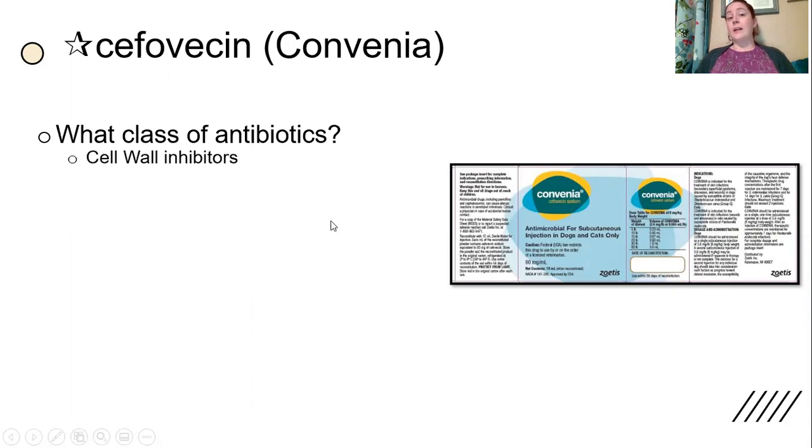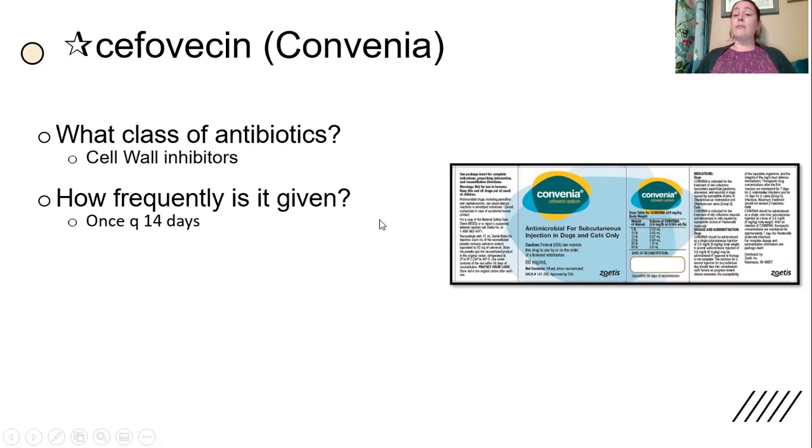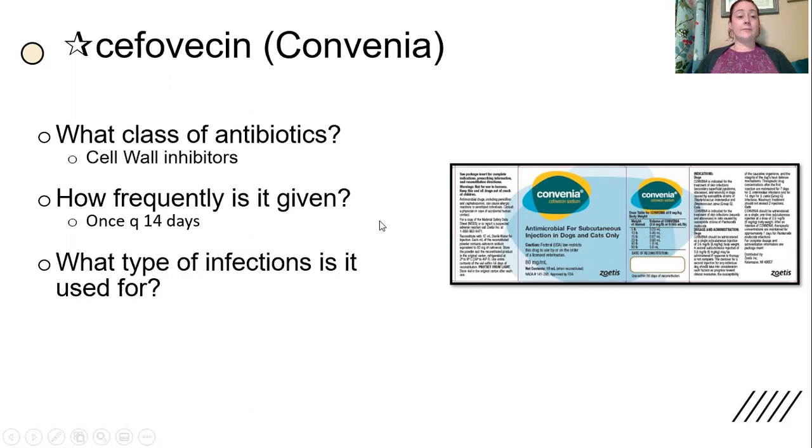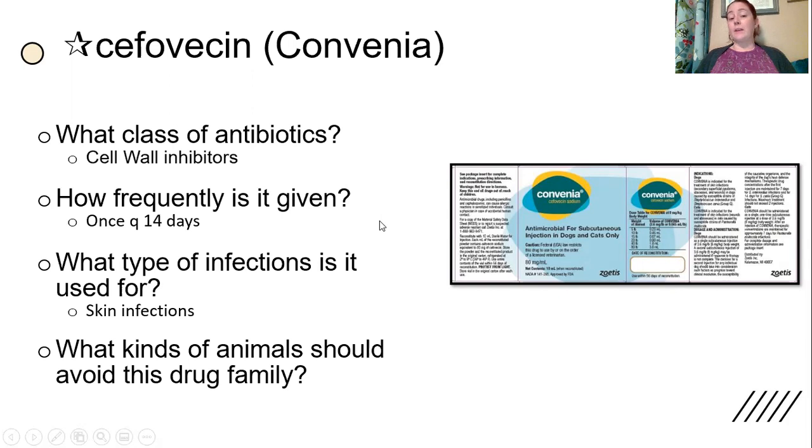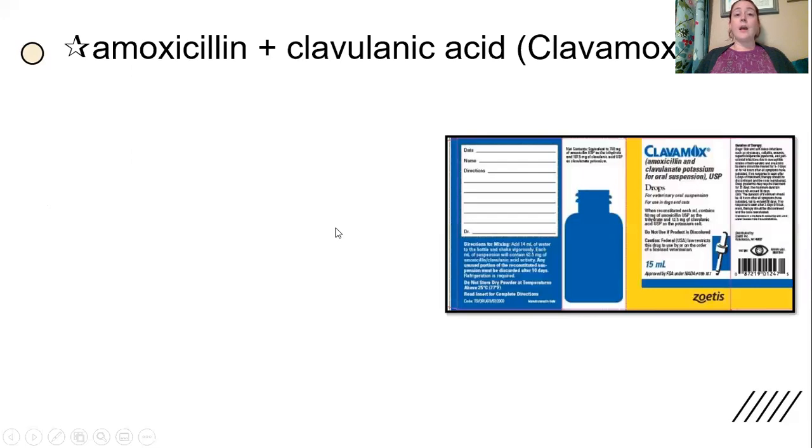Cefovecin, also called Convenia. This belongs to the class of antibiotics called cell wall inhibitors as well. This is given once every 14 days, and this is used for skin infections most commonly. The kinds of animals that should avoid this drug family are exotics. This will kill off their normal gut flora, like all cell wall inhibitors.